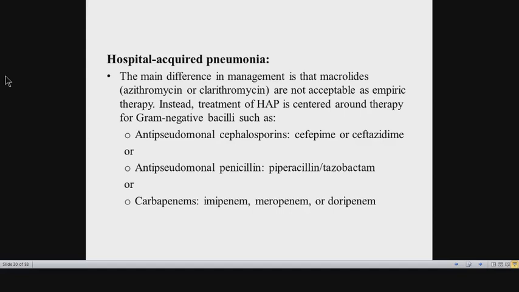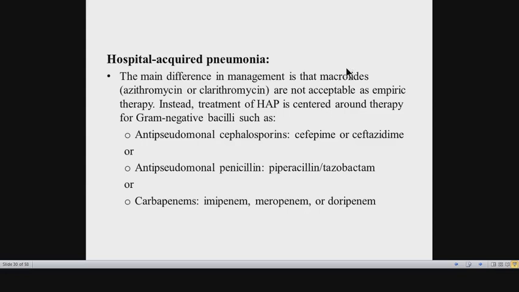As we said previously, the organisms causing hospital-acquired pneumonia are different from the organisms associated with community-acquired pneumonia. In community-acquired pneumonia, the most common cause is Streptococcus pneumoniae, and also there is a possibility of atypical organisms, which will be covered by macrolides. But in hospital-acquired pneumonia, the most likely organisms involved are gram-negative bacilli, including Pseudomonas. And for that reason, our empirical therapy should be directed against gram-negative bacilli.